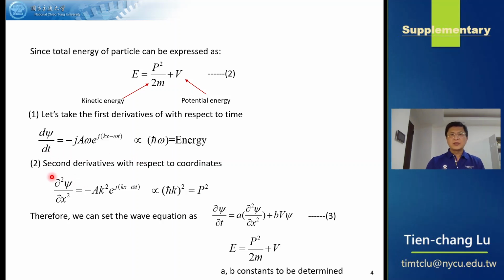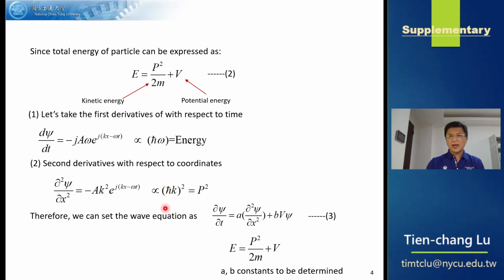On the other hand, if we take the second derivative with respect to the coordinates, that is the second derivative of phi over dx squared, it gives us minus A k squared times exponential j(kx minus omega t). Again, you can see A times exponential j(kx minus omega t) is the wave function itself, and it multiplies with the k squared in front of it. This second derivative with respect to the coordinates is proportional to the k squared.